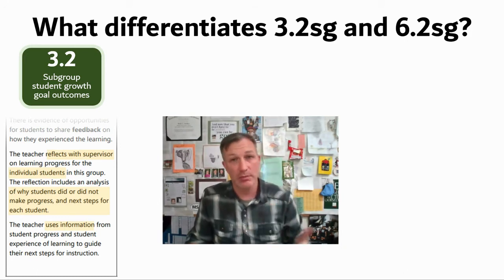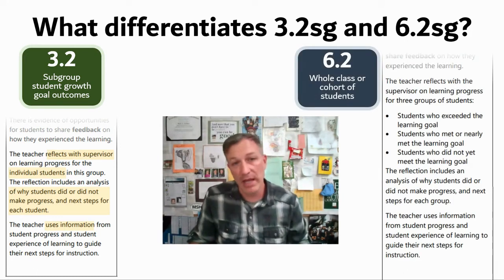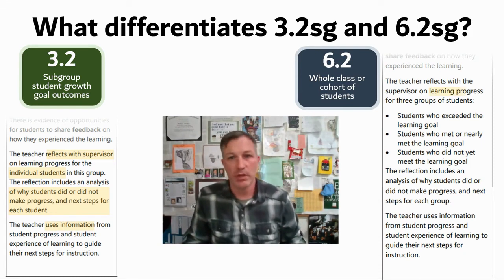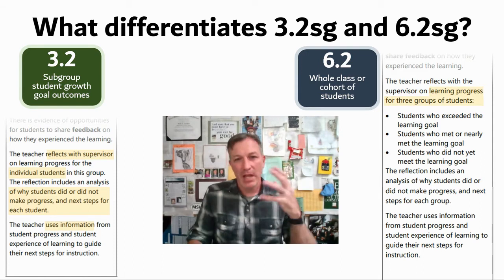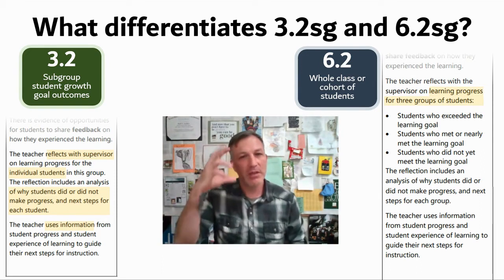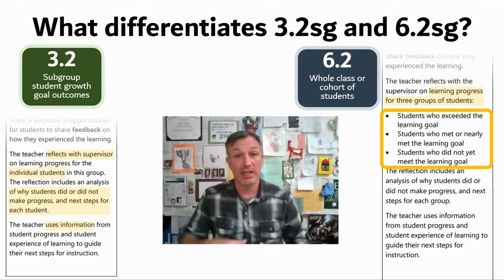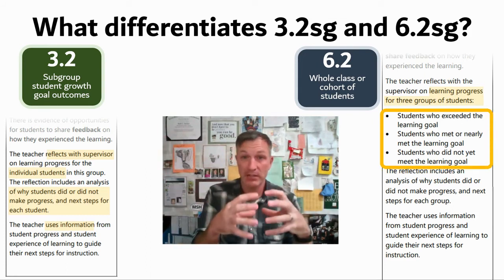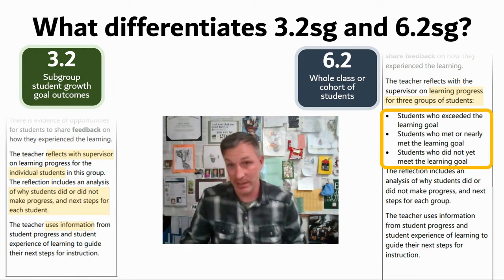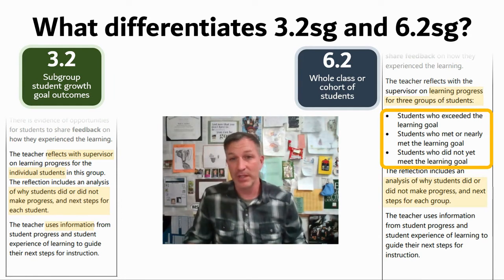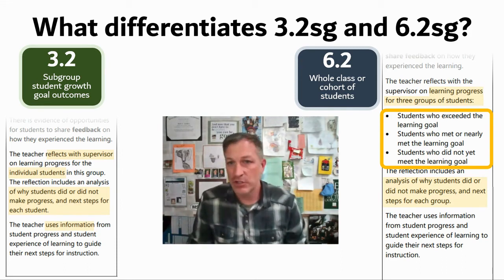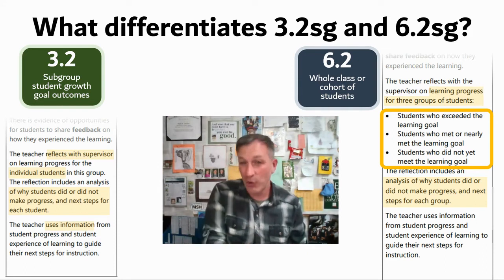Now, a lot of this shows up similarly in the 6.2 whole class or whole cohort student growth goal outcomes. So again, we're reflecting on the learning progress, but this time when we're looking at a whole cohort, we think of them kind of in three categories. The students who exceeded that learning goal, the students who met or were very, very close to meeting that learning goal, or students who have not yet met that learning goal. And then our reflection is, why did that outcome happen? Why did students achieve or exceed? Why are students not quite there yet?